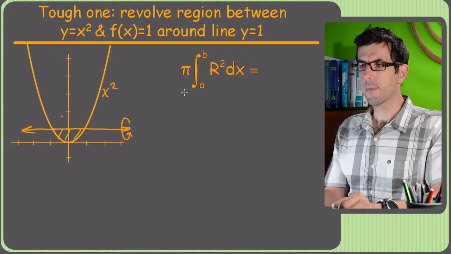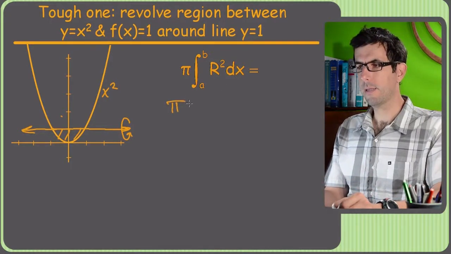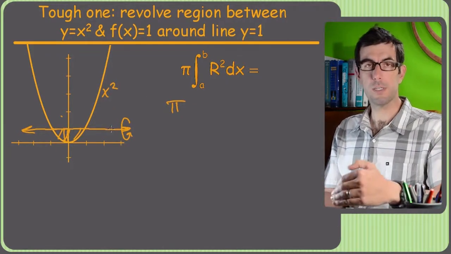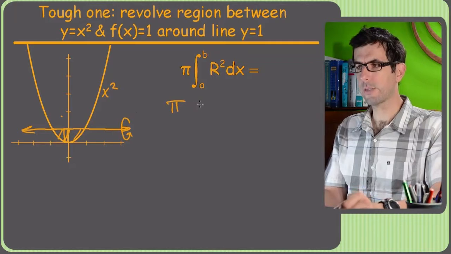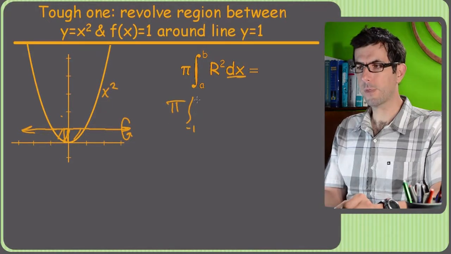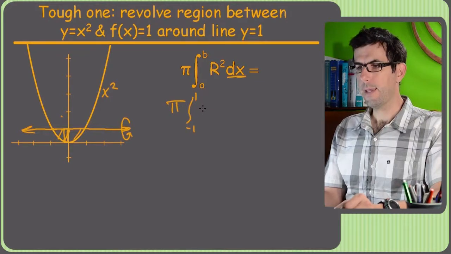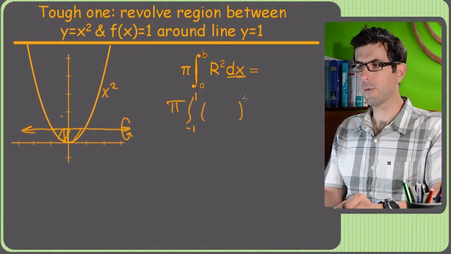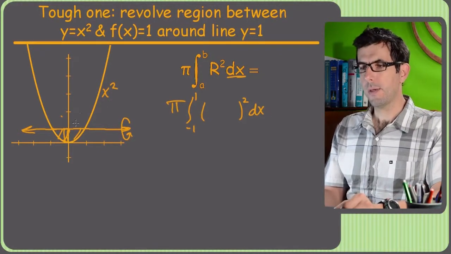So this is going to be pi, and then it's a dx problem because if you draw a representative rectangle perpendicular to the spin axis, its width is in the dx direction. So that's why we've got a dx right here. Now we've got to integrate, what's x covering? From -1 to 1, just like the last one. And all right, so what is the radius? Something we've got to square, dx. So what goes in there?